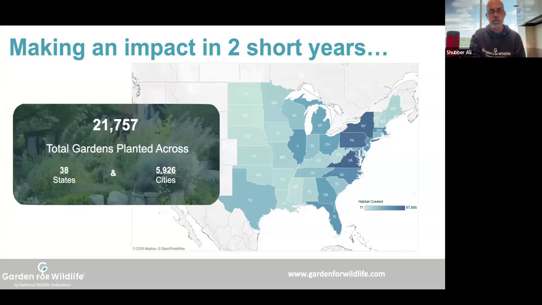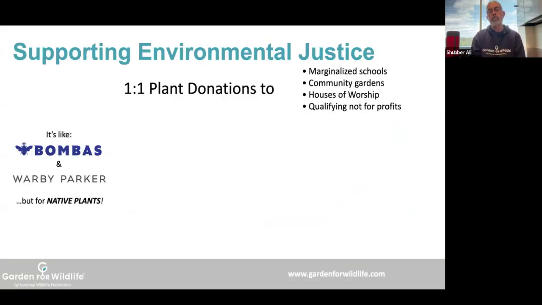The main limitation on our expansion is identifying and partnering with growers. We have to find local native plant growers that meet our specifications and certifications: no pesticides, no neonics, nothing that can actually harm the environment. And then we get them into our system and we add them to what we're doing. But we're doing more than just that.